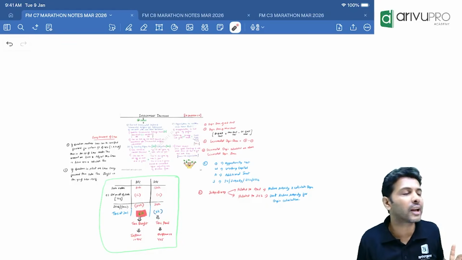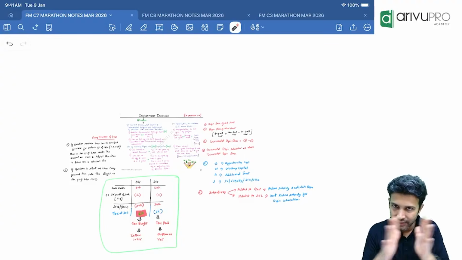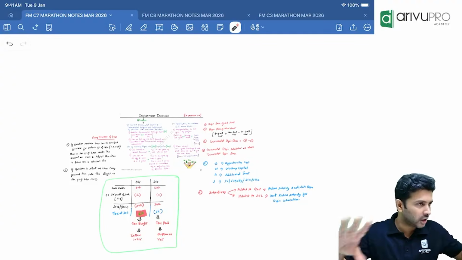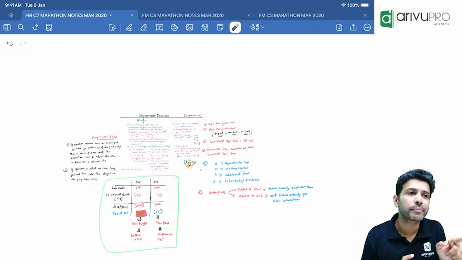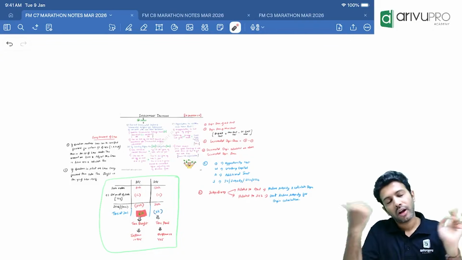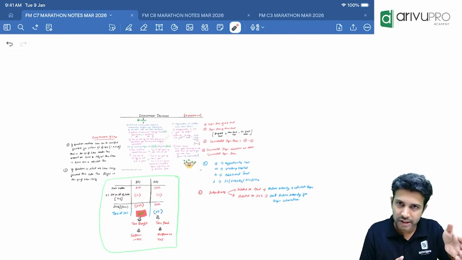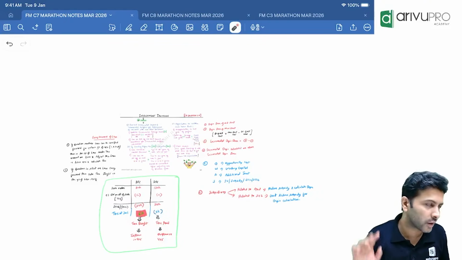Hence we use a technique called capital budgeting techniques. Under capital budgeting, we have many methods. Broadly, if you have to segregate them, it will be non-discounting technique, or another name, traditional technique, and another one is discounting technique.